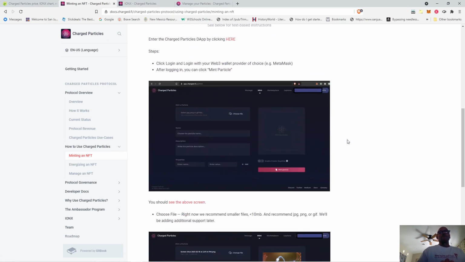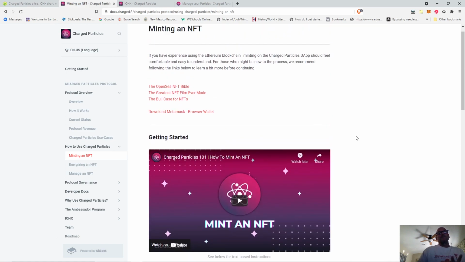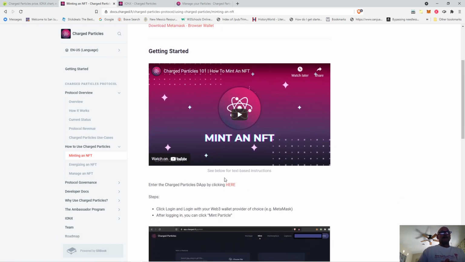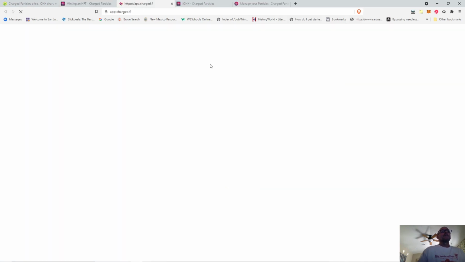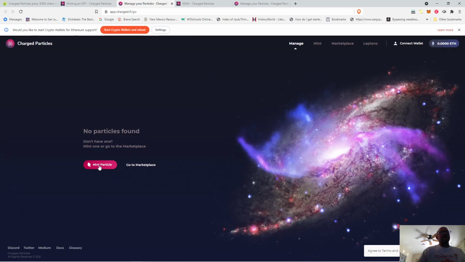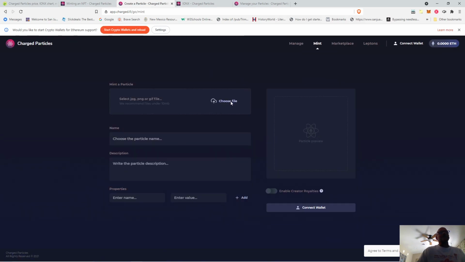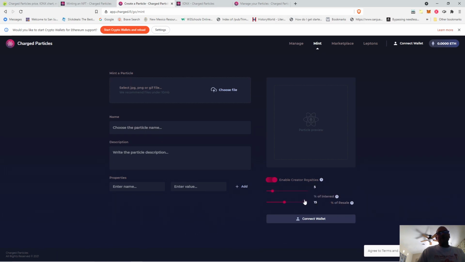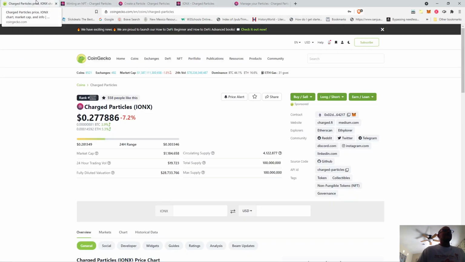Okay, very nice. I think the documentation looks pretty decent. So we can enter the dApp. Let's just take a quick look at the dApp and see what we get. You can start your wallet with it. Let's just skip that and start minting, right? So we can upload a file, name it, describe it, and enable creator royalties. Here's where you can pay yourself back a certain amount, and that allows you to program how it's going to act. So pretty neat.